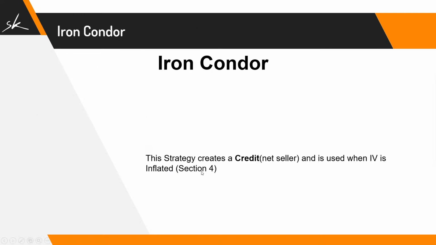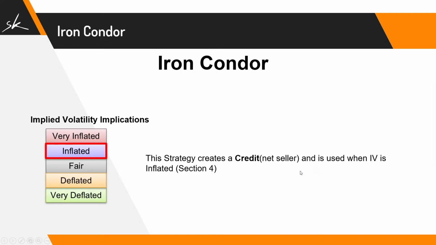So this strategy creates again a net credit. So you will be a net seller. You will be collecting some premium, and it is used when we are in section 4. So it's not that you cannot apply it in section 5. You can even apply it in section 5 because you're collecting premium. But in section 5, we do have a better strategy available to us, which is Short Strangle. So that is why in section 5 we can use Short Strangle.